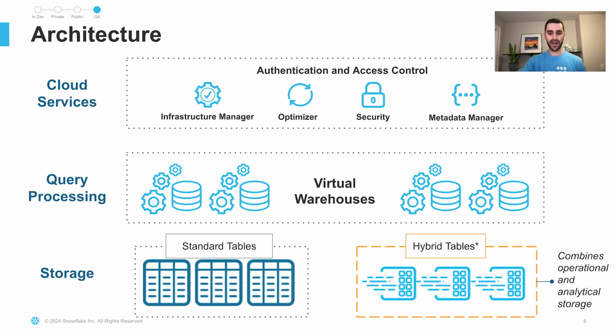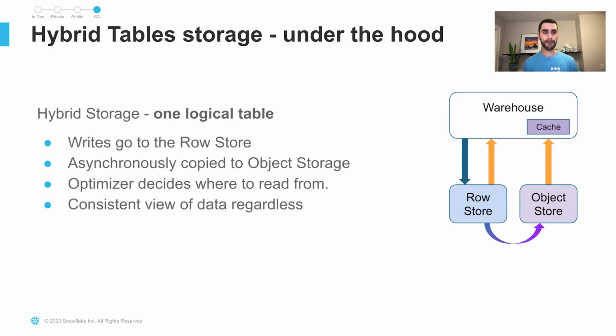Now we're going to double click into that orange box and look at hybrid table storage architecture a bit more closely. So when you work with hybrid tables, they look like one logical table. However, under the hood, we're actually abstracting away a dual storage architecture. The primary storage engine is this new operational row store, and that's what allows you to execute high concurrency point DMLs.